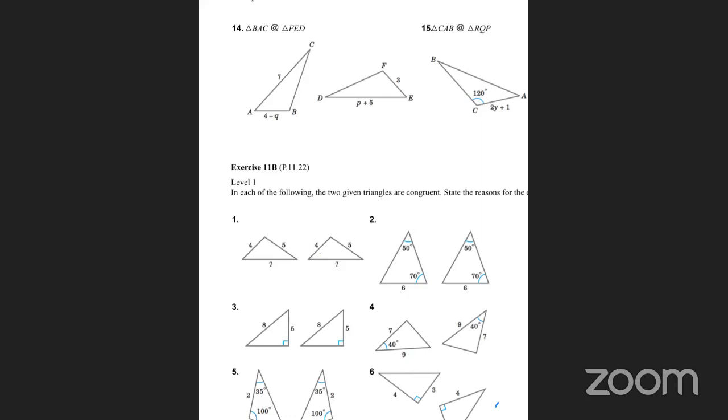SSS, right? Because you can see that one pair of equal length, this is the second pair, and then the third pair. And then 3 pairs of corresponding sides are equal in length. Therefore, in this case, these two triangles are congruent, and the reason is SSS. Therefore, you can write that for question 1. The reason is SSS. Okay, how about question 2?